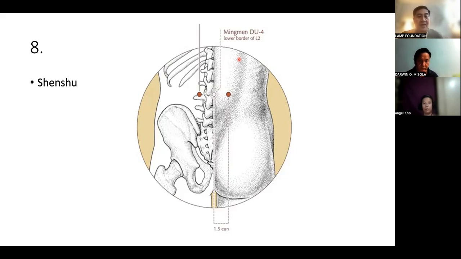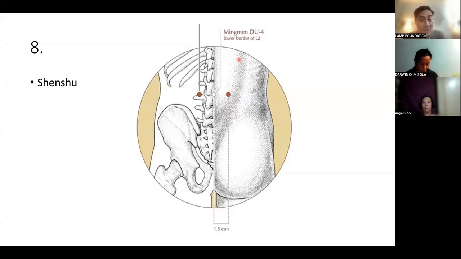Sige, palpate your iliac crest. So you determine that line which intersects with the spinous process of L4. From there, you count upward to the lower border of L2. And on this level, you locate bladder 23.